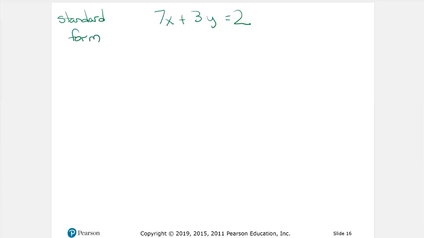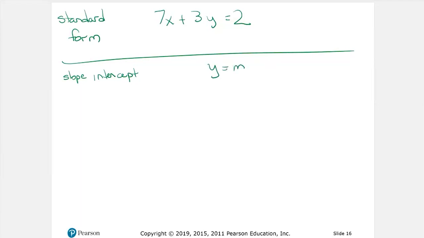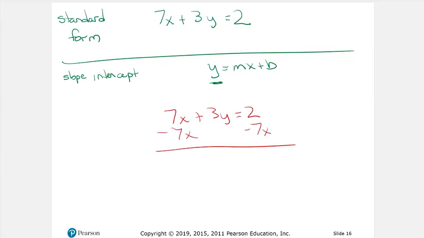And again, really don't memorize all that stuff. If I want to change standard form to slope intercept, which is y equals mx plus b, what I need is to solve for y, because it has to be y by itself, right? So I start out with 7x plus 3y equals 2. And now I'm going to subtract 7x from both sides because I'm solving for y.